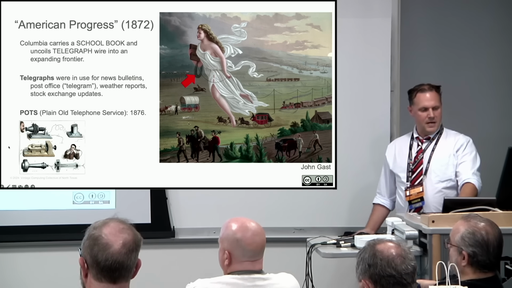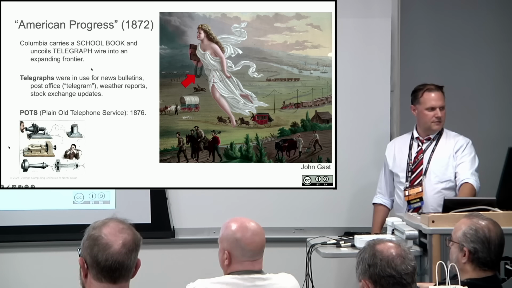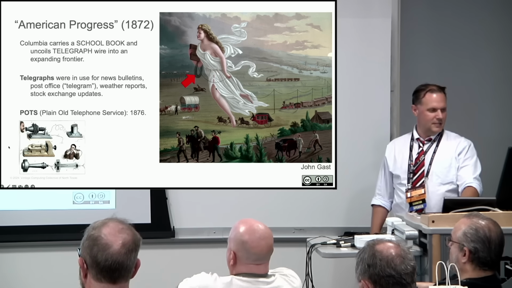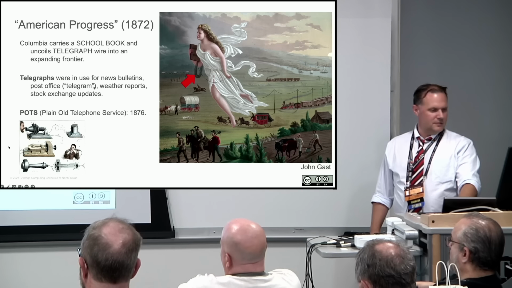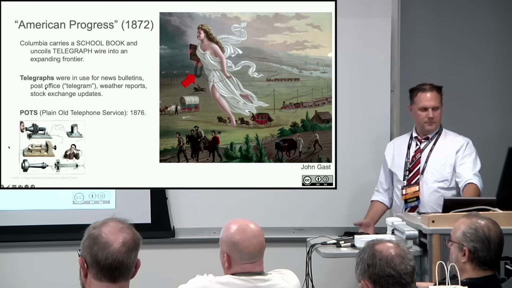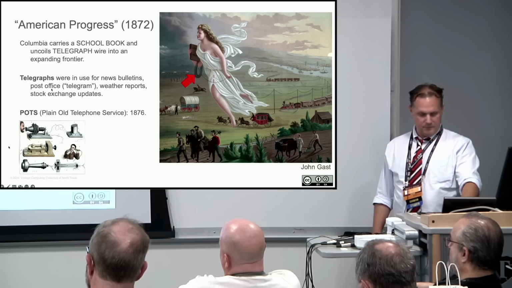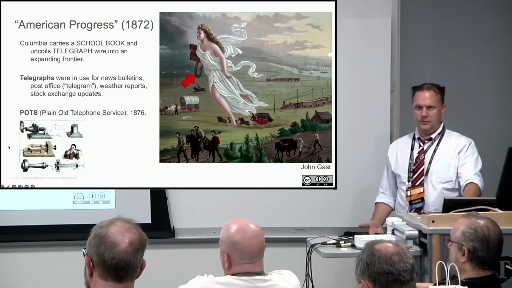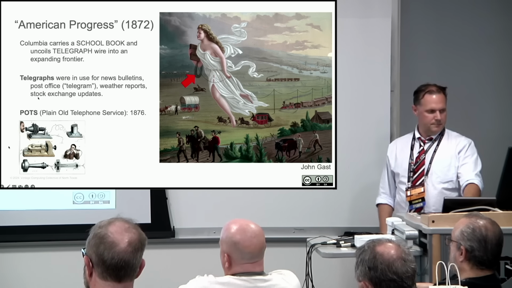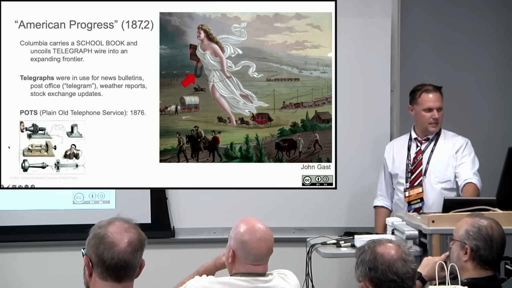There's this painting by John Gast, in the 1870s. She's carrying a spool of telegraph wire across the nation. Progress marching on. Of course, people have different opinions on that. But the idea that telegraphs were sending news bulletins, the post office was using it for telegrams. Sending weather reports was a good use of that information. And then, of course, the stock exchange. Those little teleprinters were coming around in the 1870s.